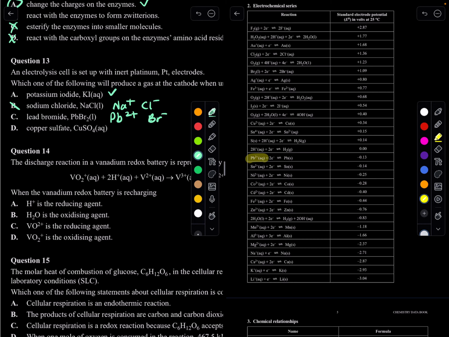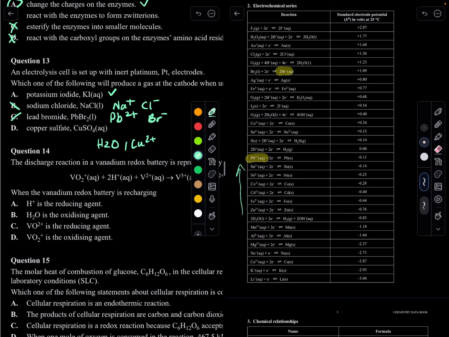Pb2+ and bromide ions, which is here. So the highest, the one on the left, is this one, and it will form Pb solid, not a gas. Copper sulfate: so copper we have here, it's aqueous, so we have H2O and copper 2+ ions.